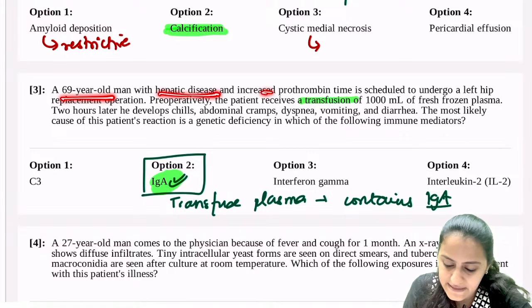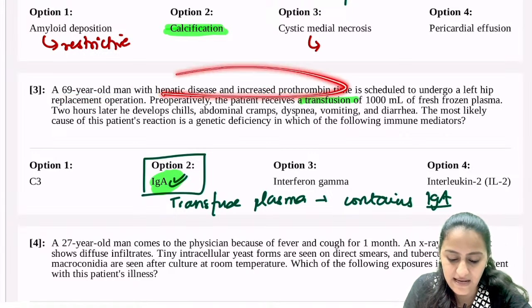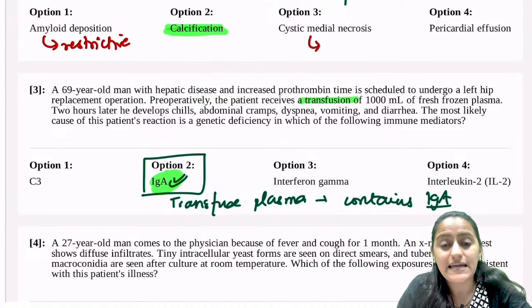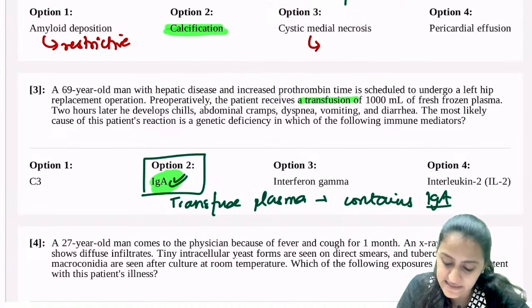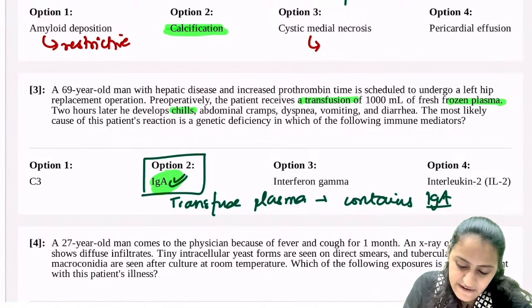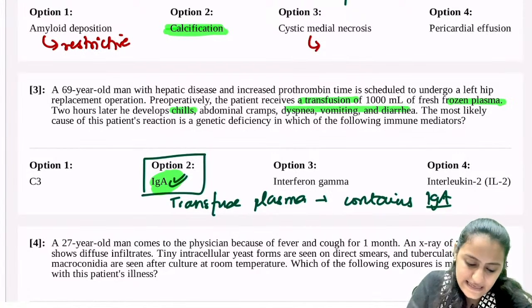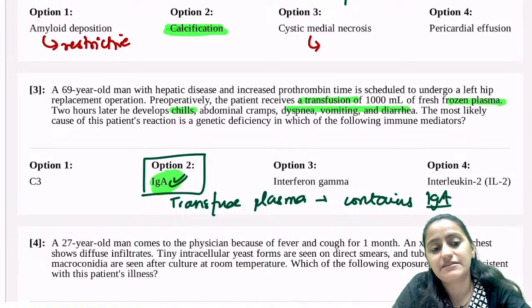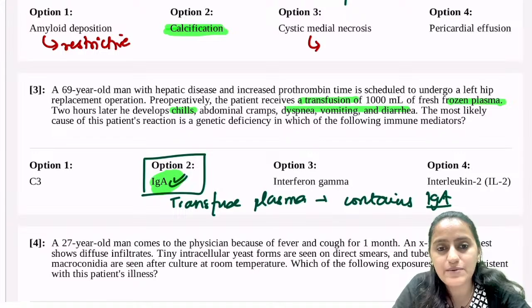69-year-old man, hepatic disease, increased prothrombin time. Our last F3 test question. Increased prothrombin time is hepatocyte dysfunction. Scheduled to undergo operation, receives transfusion of fresh frozen plasma again, and he develops chills after that, dyspnea, vomiting and diarrhea. So this is IgA deficiency. Okay, remember, this is IgA deficiency. Clear with everyone?